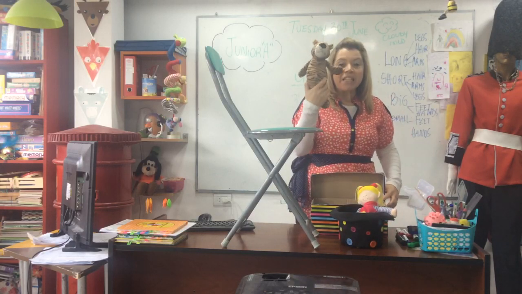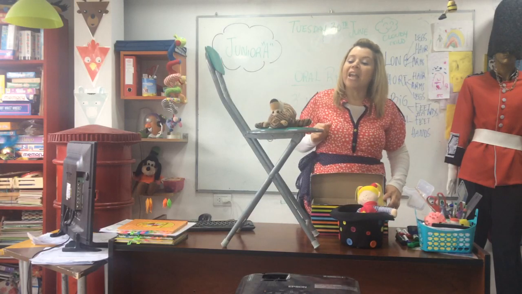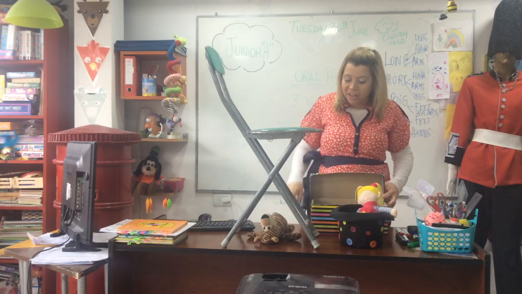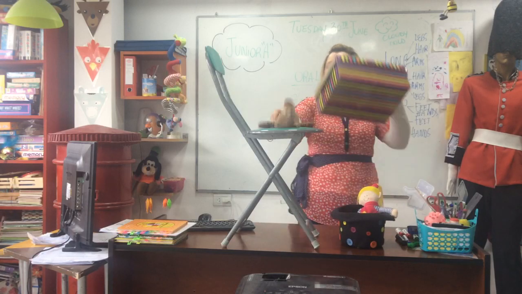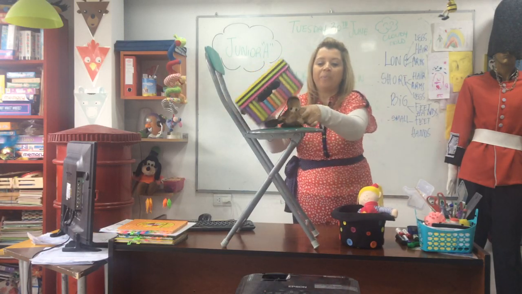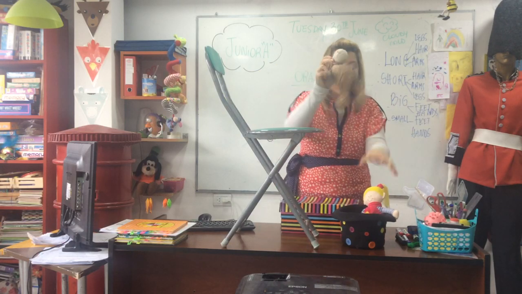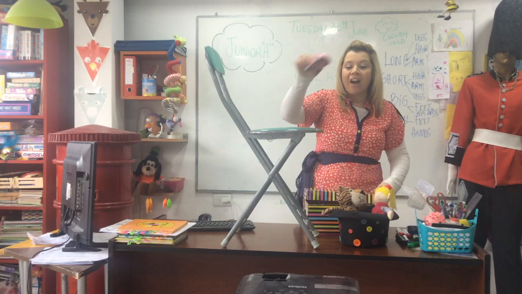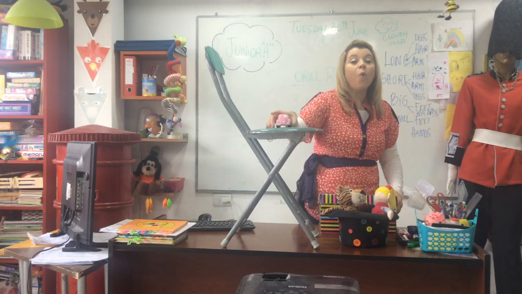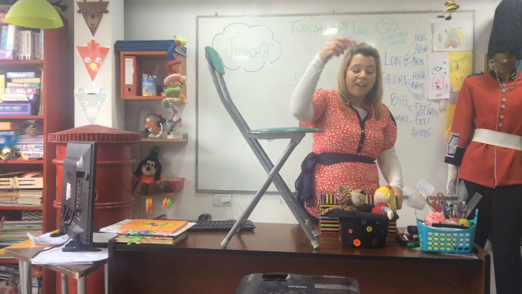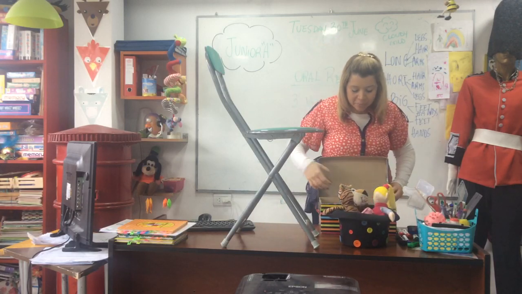What's this? It's a tiger. Where's the tiger? It's on the chair. Where's the tiger? It's under the chair. Where's the tiger? It's under the box on the chair. Where's the tiger? It's in the hat. Where's the car? It's on the chair. Where is the car? It's under the chair. Where's the car? It's in the hat.